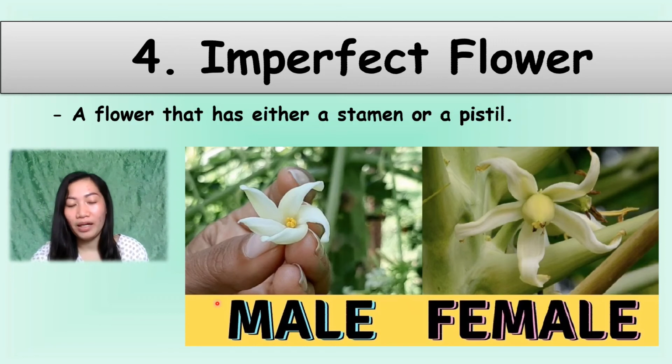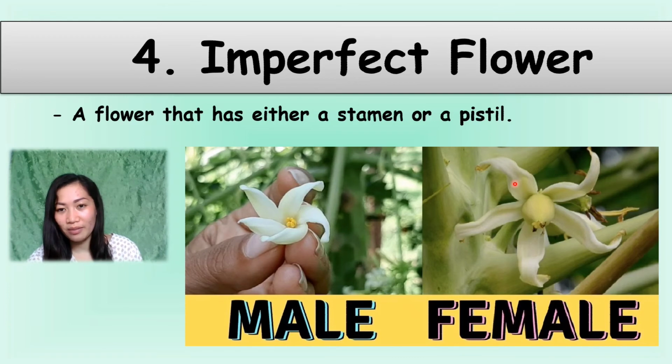Like for example, we have the papaya blossom, we have the pumpkin. As you can see, this is a male flower. And this one also, the female flower of a papaya blossom. So this female will grow and mature and become a fruit. Alright?